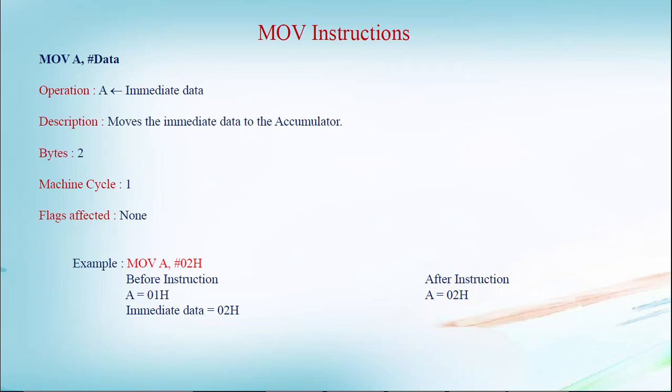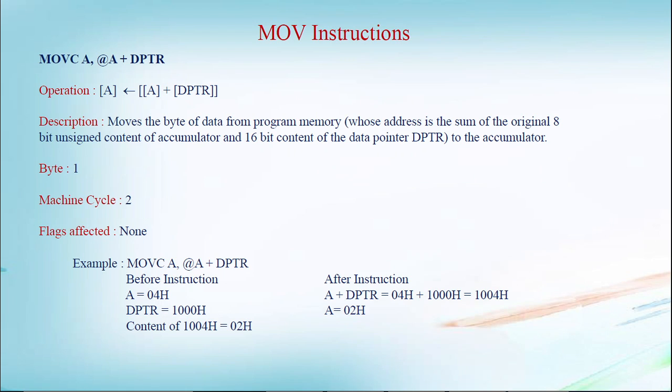Then MOV A comma #data means move the immediate data to the accumulator. Example, MOV A comma #02h. So 02h will directly move into the accumulator. So after the instruction, A will become 02h.